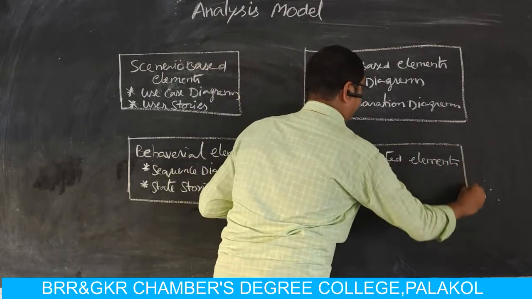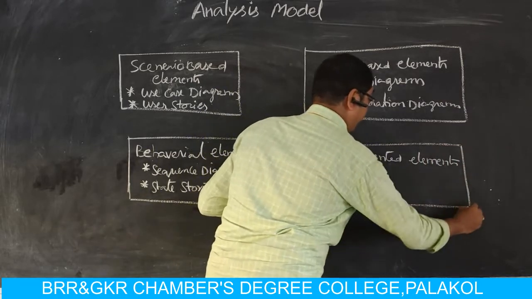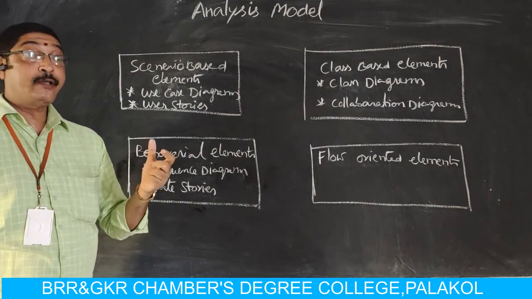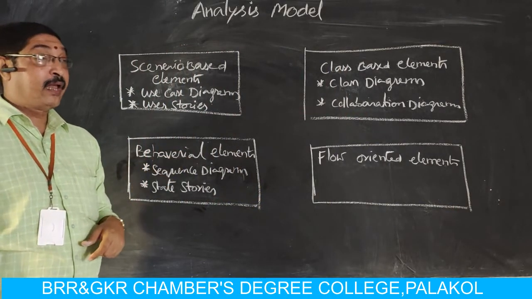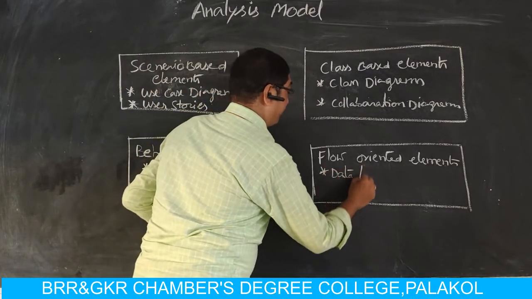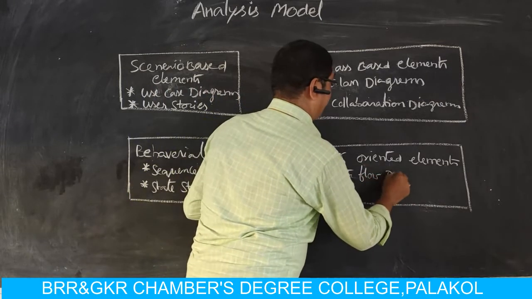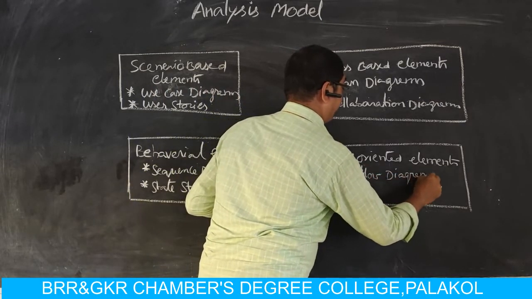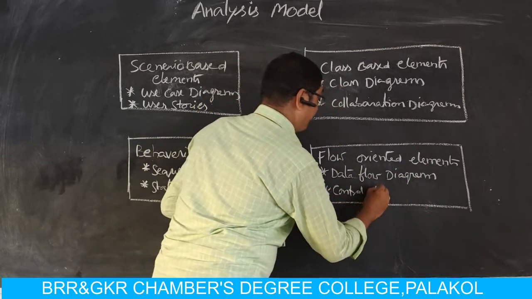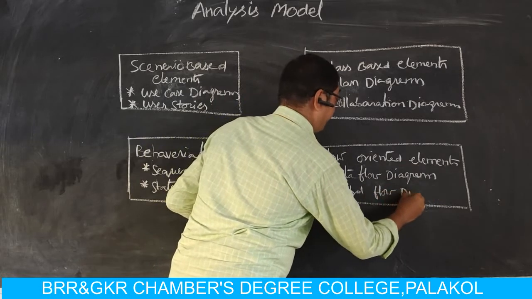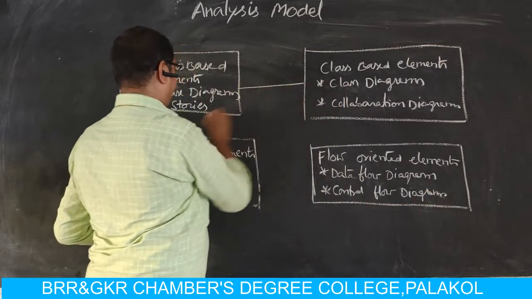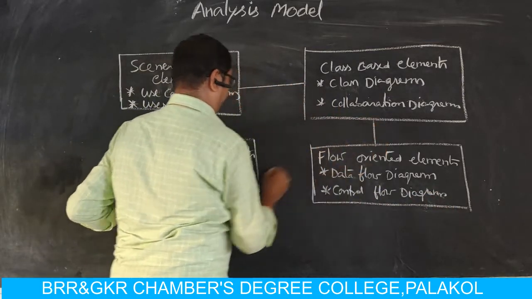In this, what we'll use? Data flow diagrams. These diagrams can be used to show the flow within the system. Data flow diagrams and control flow diagrams. This is an analysis model.